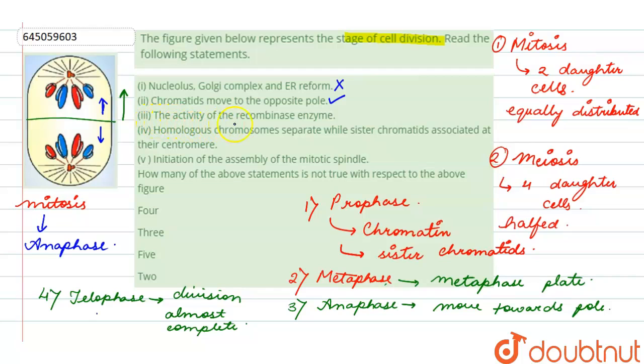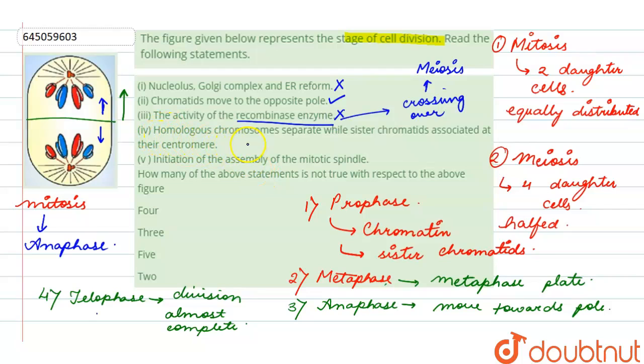Then third says the activity of the recombinase enzyme. Now recombinase enzyme is required for crossing over. Alright, and the crossing over takes place during meiosis, which is not happening in mitosis, right? So this statement will be incorrect.